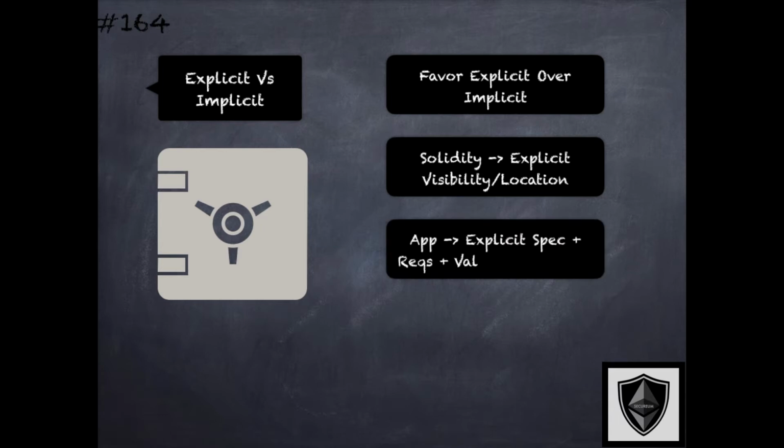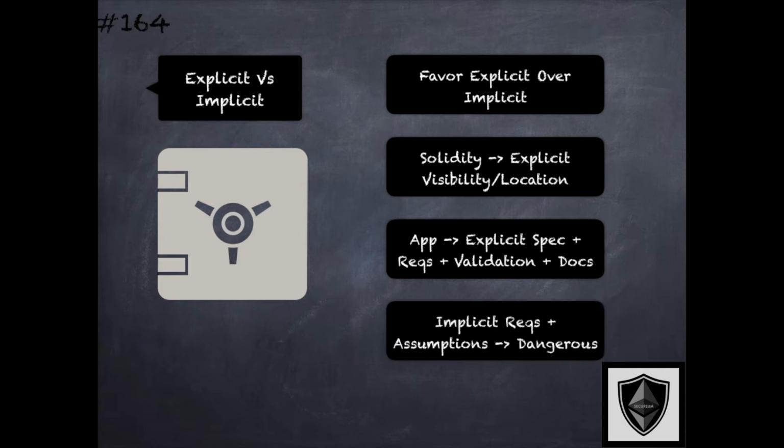So it's recommended to do the same at the application level, where all requirements should be explicitly specified so they are accurately implemented and lend themselves to validation. Implicit requirements, specification, and implementation assumptions should be explicitly documented and validated for correctness. Any latent implicit requirements and assumptions should be flagged as being dangerous.